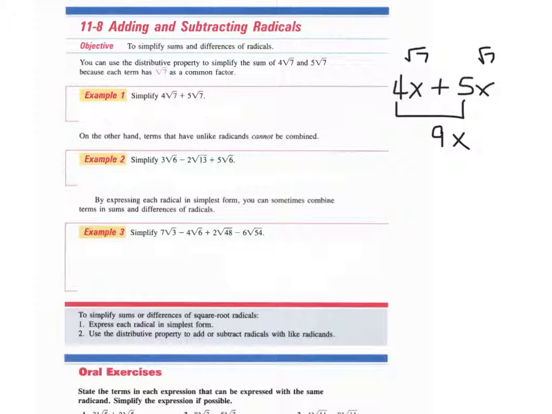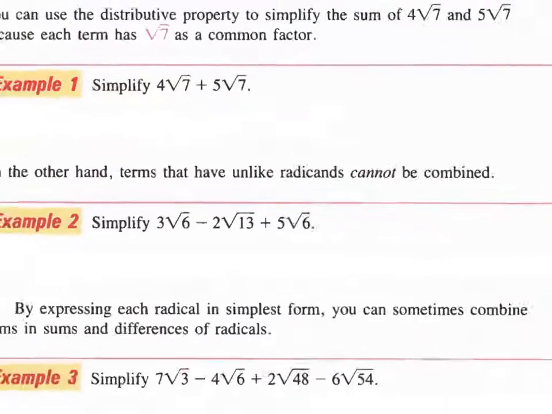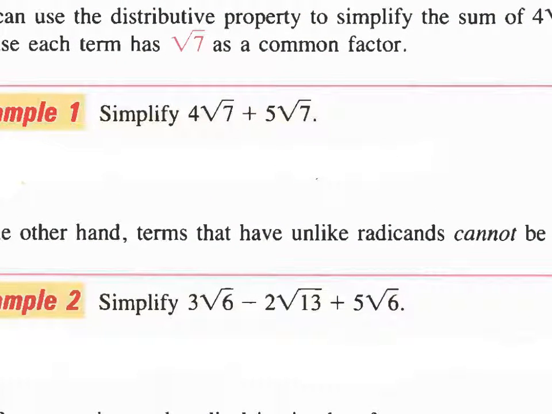In order to add them or subtract them, the radicals have to be the same, meaning you need to have the exact same number under the square root in order to add them, and then you only add the outside numbers. So notice in this first example, they both have the square root of 7, so then all I'm going to do is add 4 plus 5, and my answer here is 9 square root 7. I don't touch the radical, I just rewrite it.